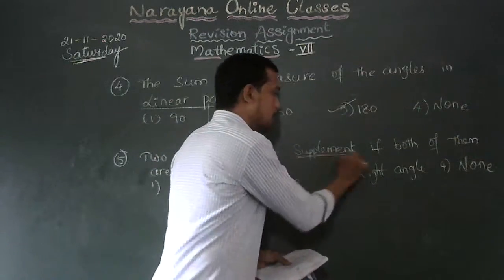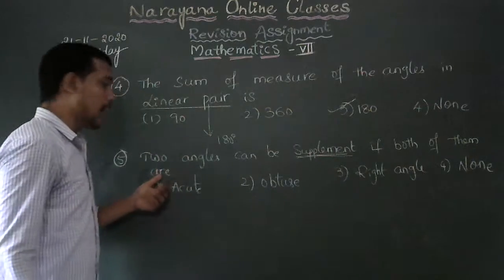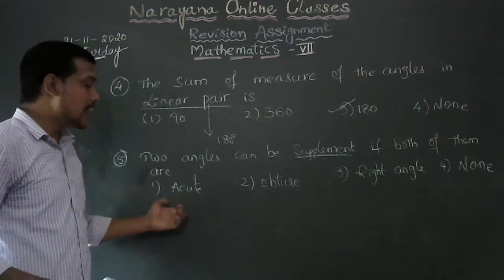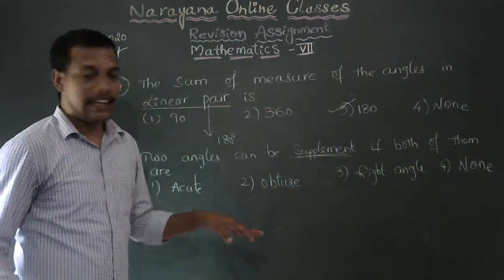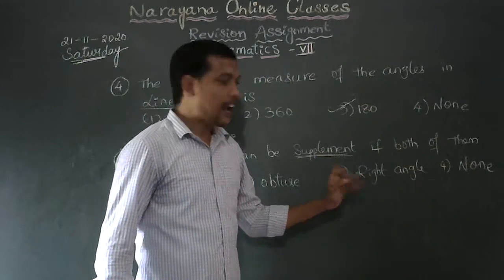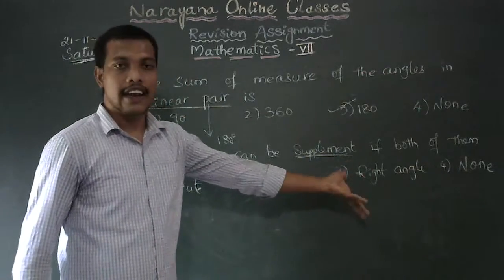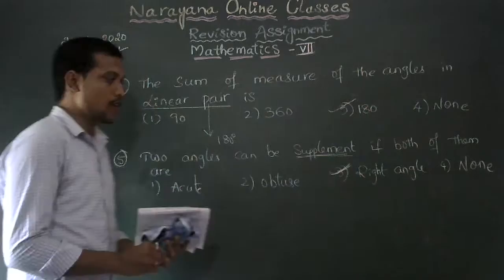Two angles can be supplementary. Supplementary means the sum of the two angles is equal to 180. If both of them are acute, acute means less than 90 degrees. Obtuse means more than 90. Right angle means both of them are 90. So right angle is the correct answer.